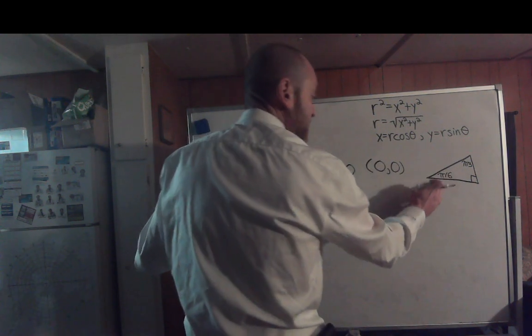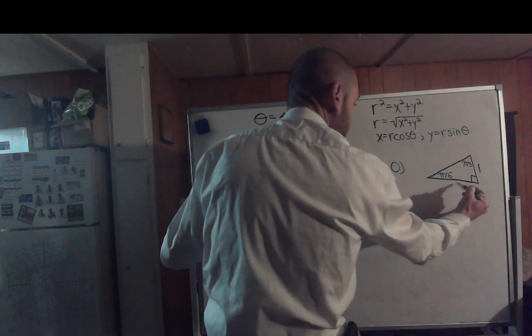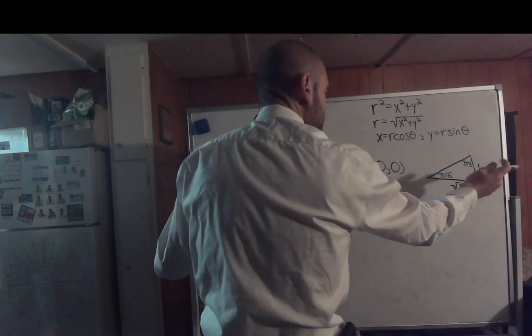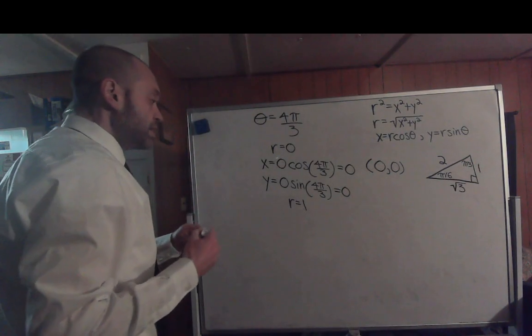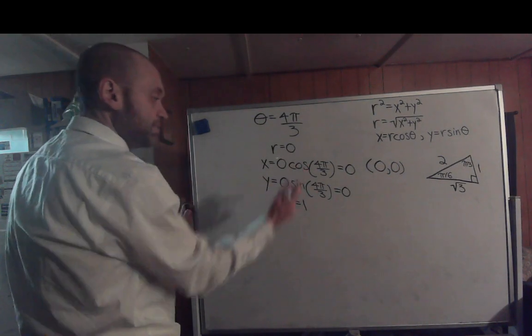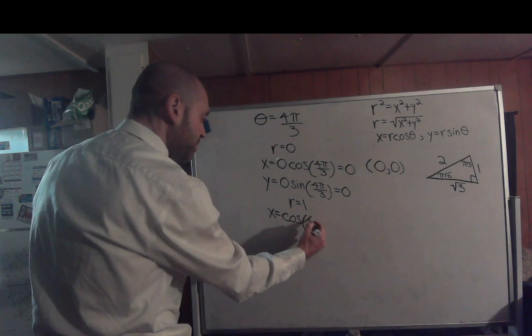Now the side opposite pi over 6 has a length of 1, opposite pi over 3 has a length of the square root of 3, opposite the right angle has a length of 2. So if the radius is 1, x is just going to equal 1 times the cosine of 4 pi over 3, or simply the cosine of 4 pi over 3.